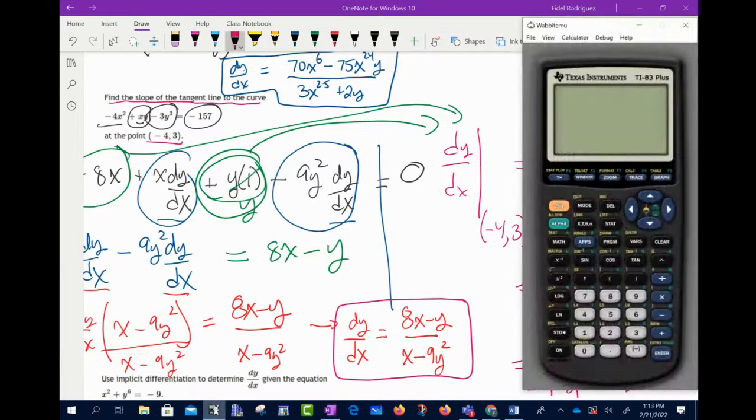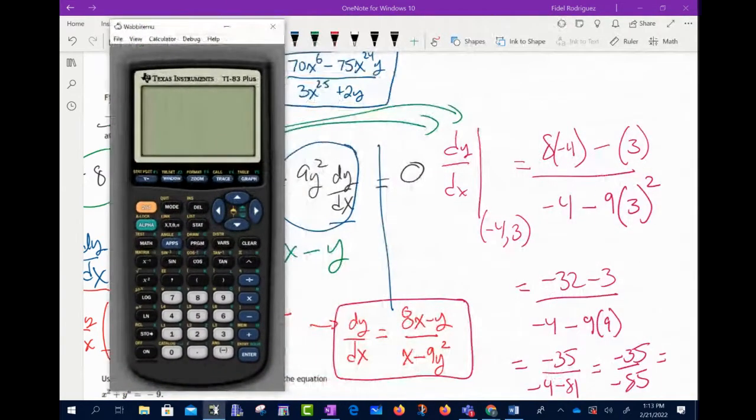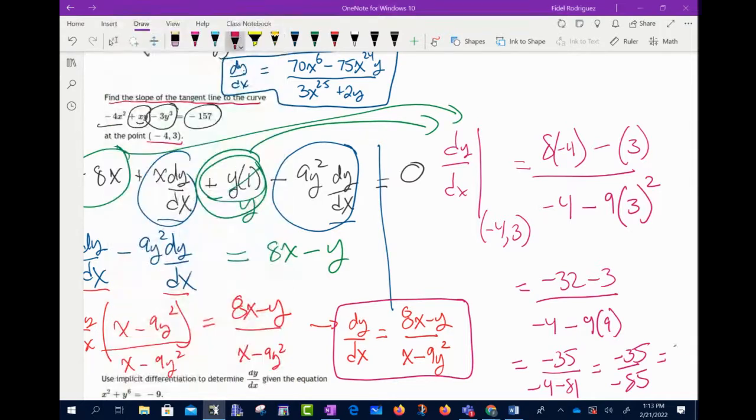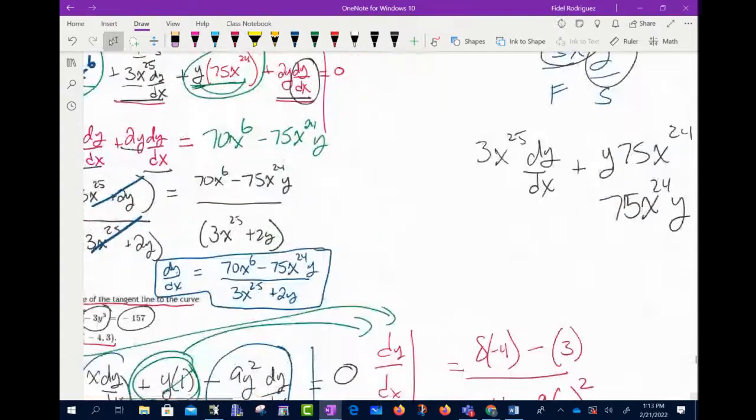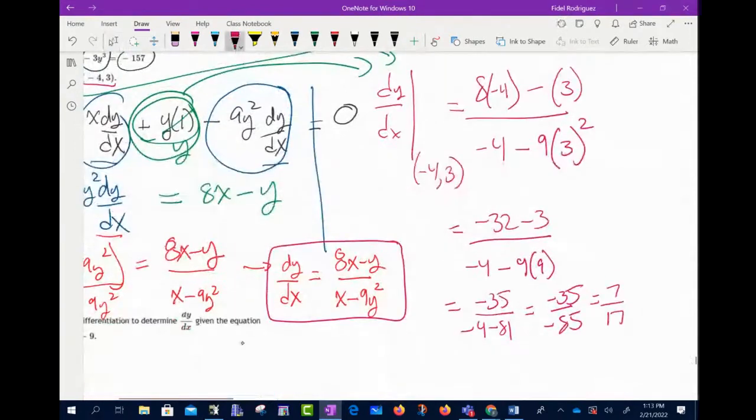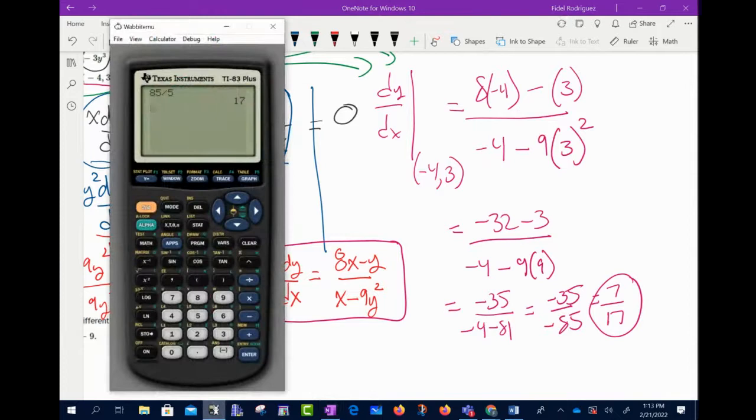So let me grab my calculator. And what's 85 divided by 5? 17. So I'm coming up with a 7 over 17. Couldn't I divide both of those numbers by a negative 5? And doesn't negative 5 go into 35 positive 7 times? And doesn't 85 divided by 5 go in there 17 times?